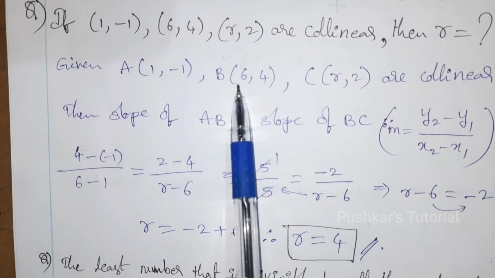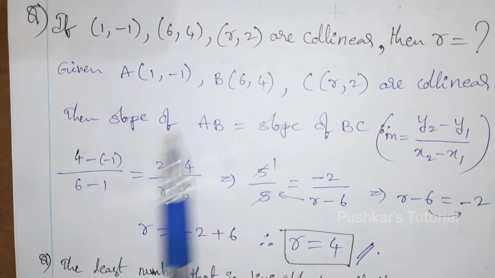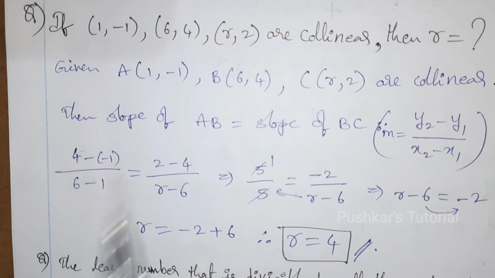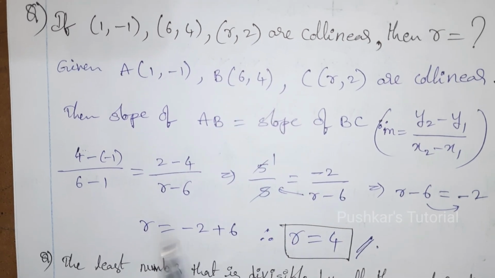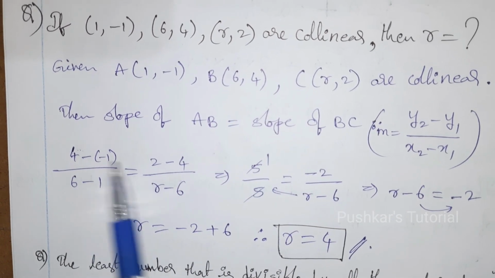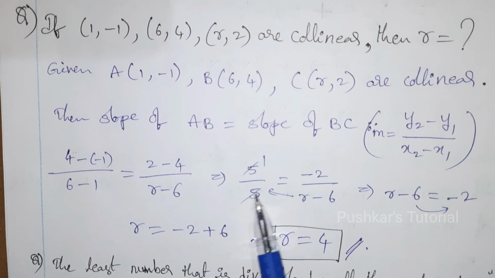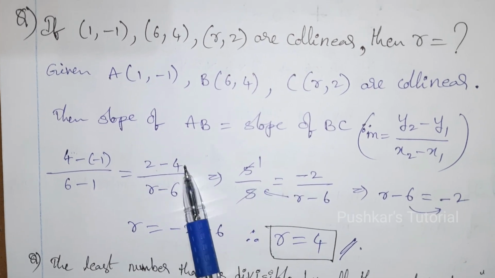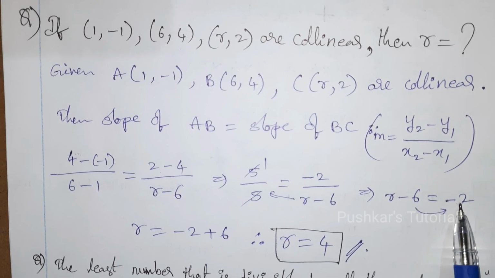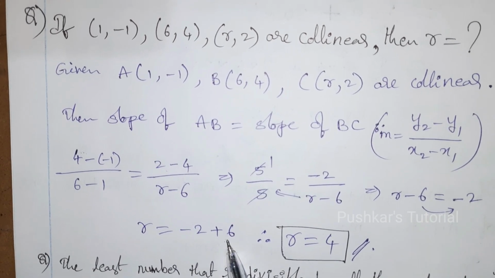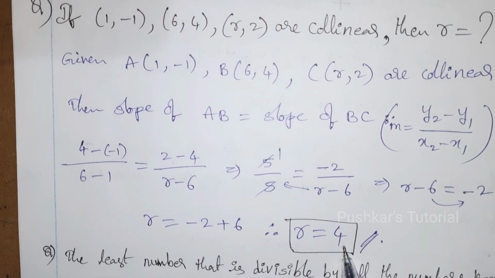So here I am taking 6 minus of minus 1 by 6 minus 1, which equals BC, that is 2 minus 4 by r minus 6. So the result is minus into minus plus, 5 by 5 will cancel to 1. Here minus 2 by r minus 6 will go to the LHS. r minus 6 is equal to minus 2. Minus will come to this side as plus. Therefore, the final answer r is equal to 4.